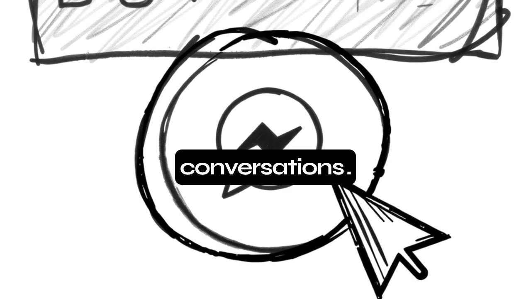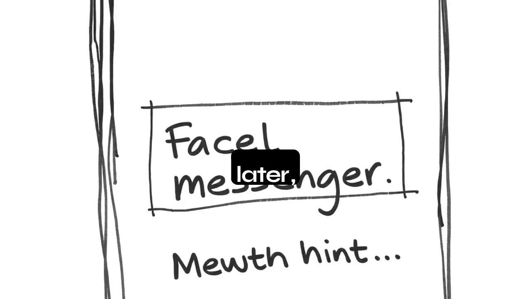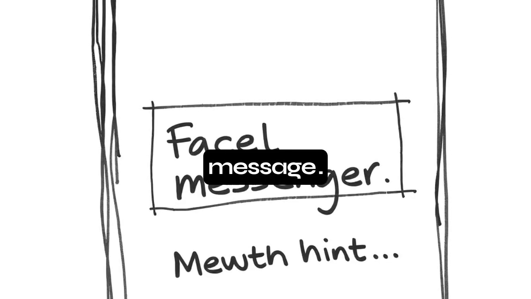Next, click the messenger icon at the top right to open your conversations. Choose the person or group you want to message, or start a new chat if you haven't messaged them before. Now, type the message you want to send later, just like a normal messenger message.